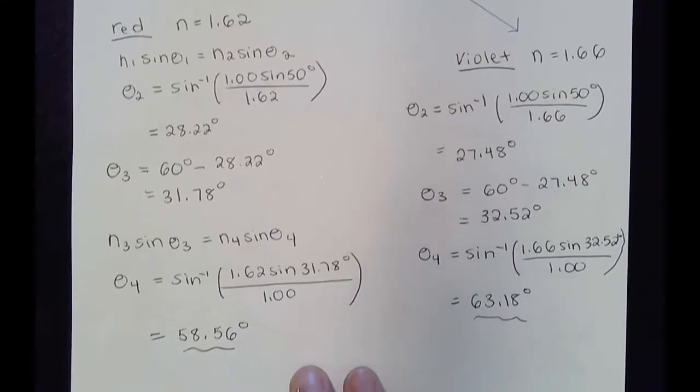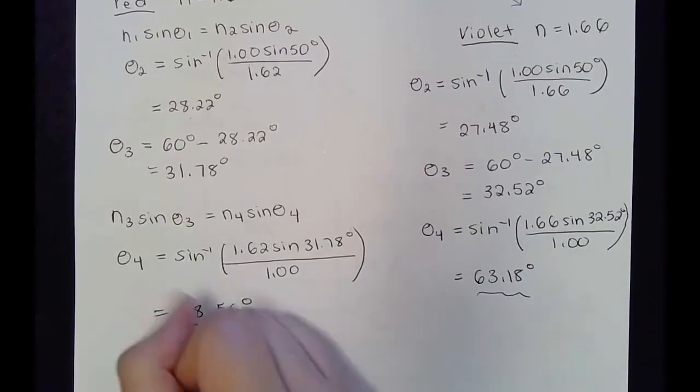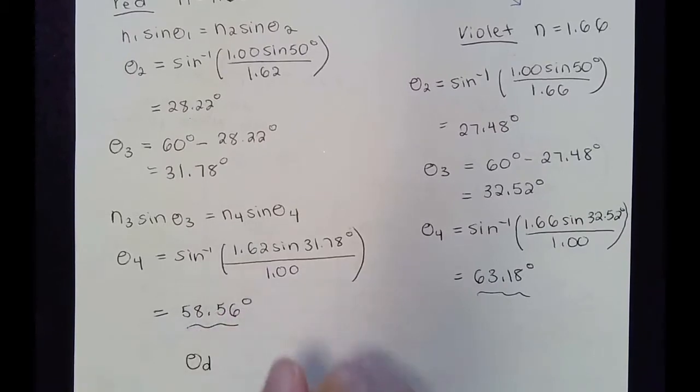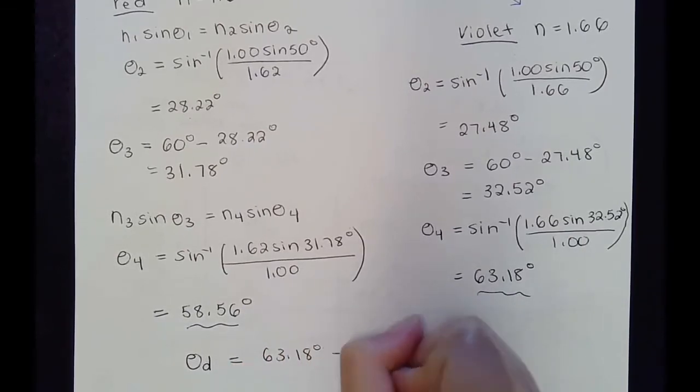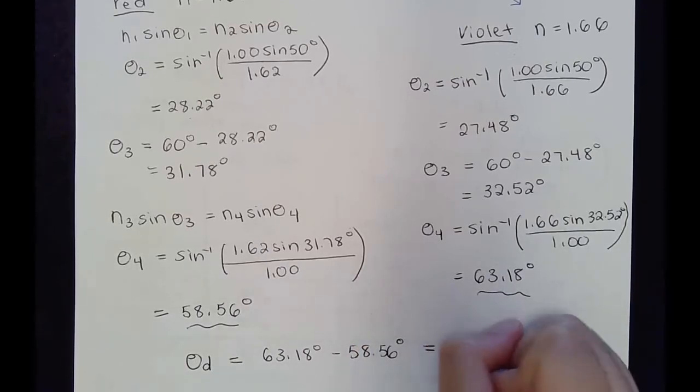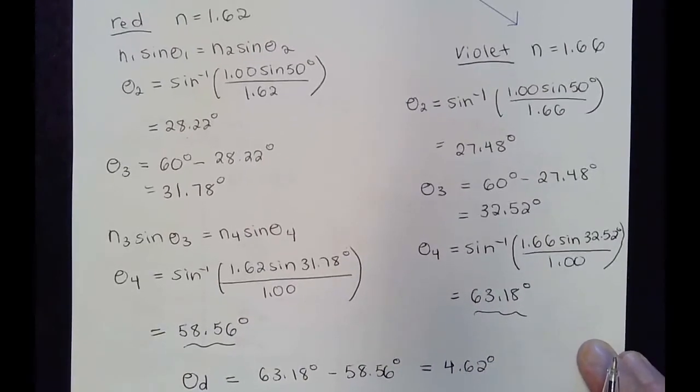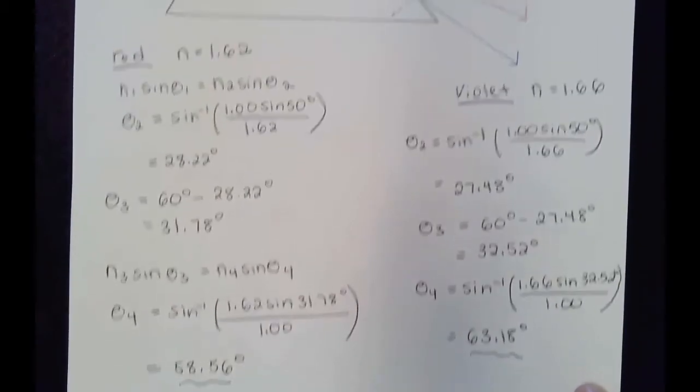And then we're asked for the angular dispersion. This will be the difference in the two exit angles from the prism. So the amount of separation, or the angular separation of the two colors. So this is 63.18 minus 58.56. And that's 4.62 degrees, which is quite significant, and definitely we're able to notice that angular separation and see different colors.